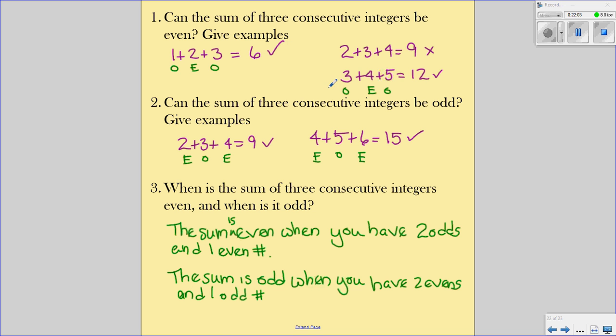So based on the examples that we showed, we come to a conclusion that when you have 2 odd numbers and 1 even, your sum will be even, and when you have 2 evens and 1 odd, your sum will be odd. So that's just a little tip in case you're doing consecutive numbers, you'll figure out what your answer will come out to be based on what's given.